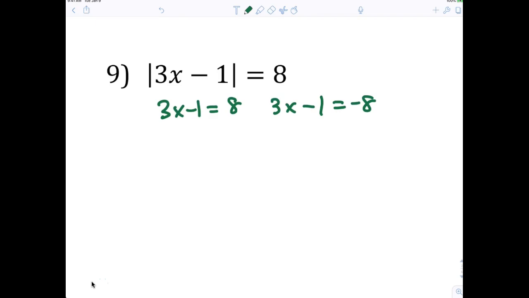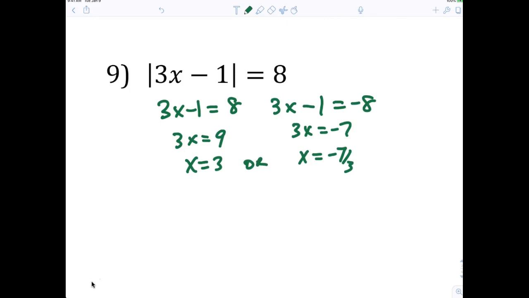All right, but let's look at it. So again, we're just adding 1. So that would be 3x equals 9. Is everybody good with that? Yeah. And then we would just say x equals what? 3. Then we say 3x equals negative 7, x equals negative 7/3. And of course, this is an or statement. Everybody agree? That's kind of easy, right?